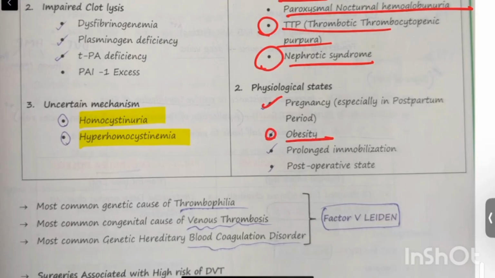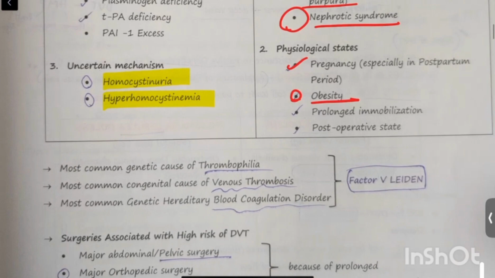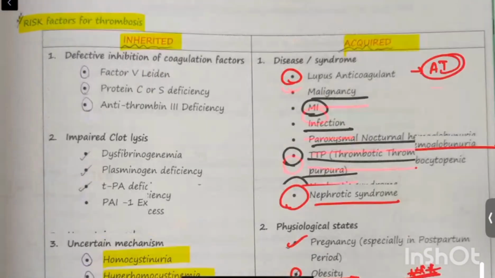Other than that, obesity, there will be increased risk of having thrombus or deep vein thrombosis, and prolonged immobilization after various surgeries. This will lead to stasis of the blood in the lower limb, which will lead to endothelial injury, hypercoagulable state, and stasis. Again, Virchow's triad. Other than that, post-operative state. So all these states will pose increased risk for thrombosis.